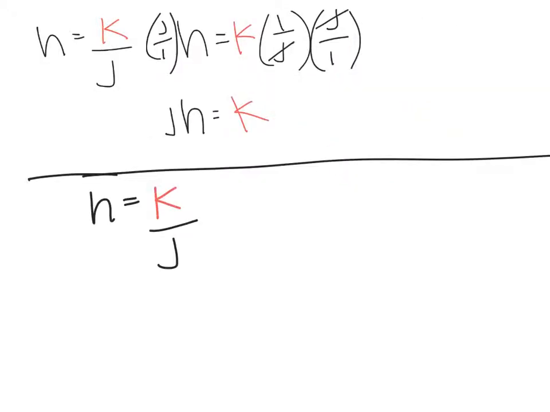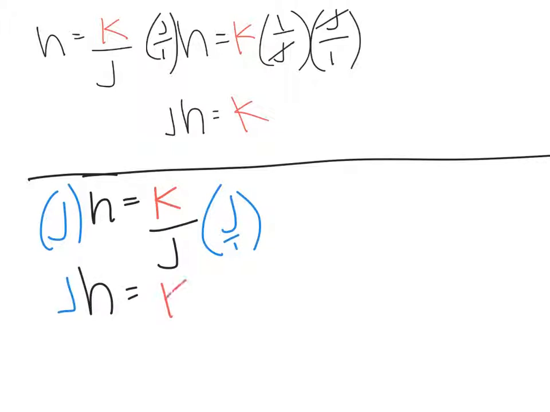Another way to look at this, to solve for K, is to simply multiply by the denominator. So the denominator here is J, so we're just going to multiply the whole thing by J, because it's the same as J over 1, and we're going to multiply this side by J. So now we have J times H is equal to K, exactly what we got up here.